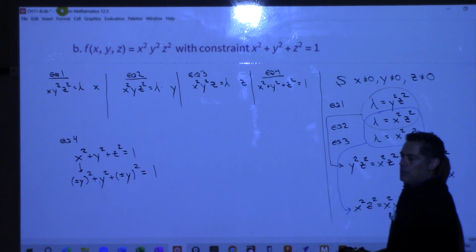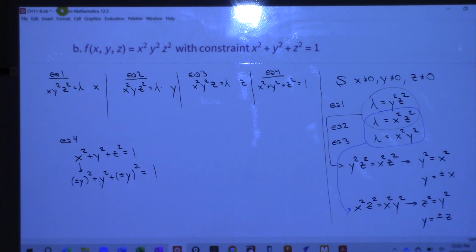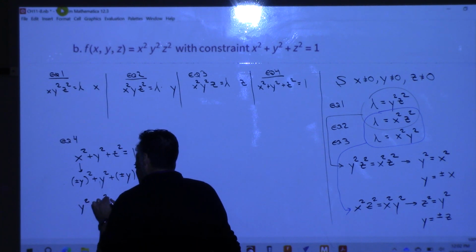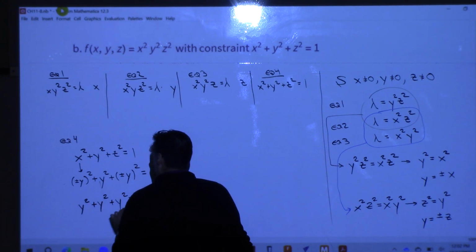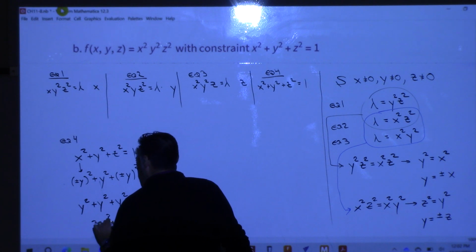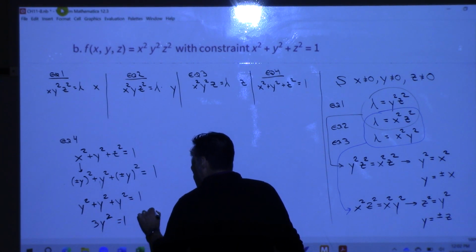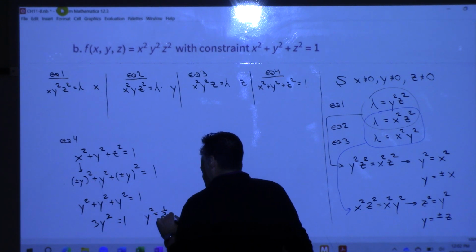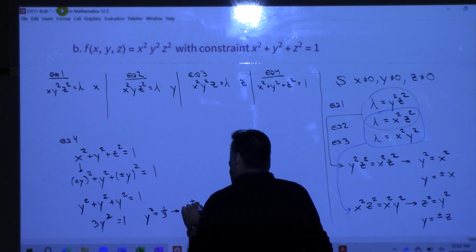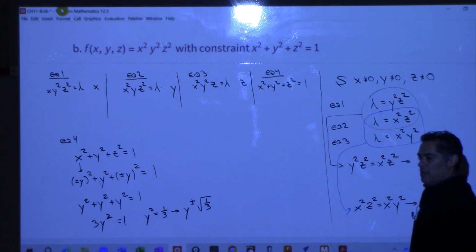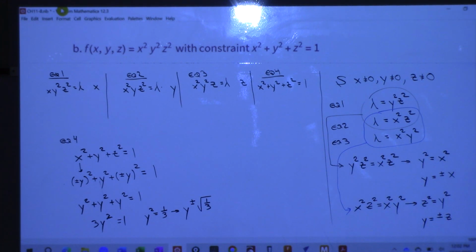For squaring it, do we really need the minus? We don't need the plus or minus. I'm just pointing out that what I'm doing is taking these two and plugging them in over there. So really, doesn't this turn into y squared plus y squared plus y squared equals 1? Yeah. So 3y squared is 1. So y squared equals 1/3, which means y is plus or minus the square root of 1/3.